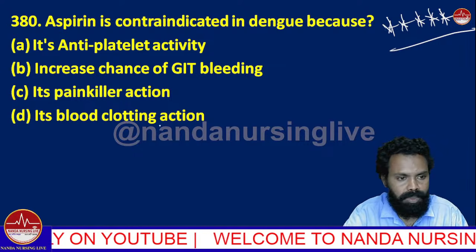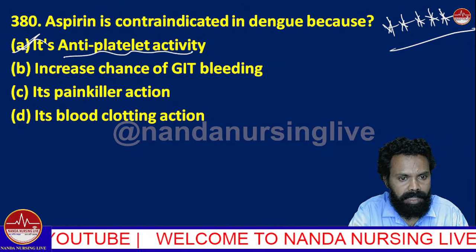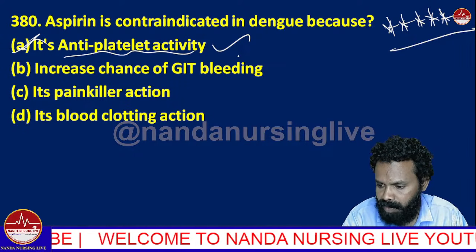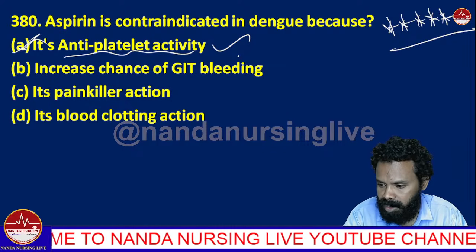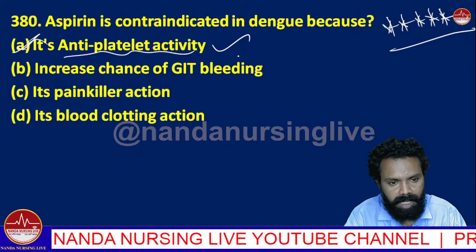So the correct answer is option A, its antiplatelet activity. Aspirin is not given to a patient with dengue fever. It can increase the risk of bleeding complications.